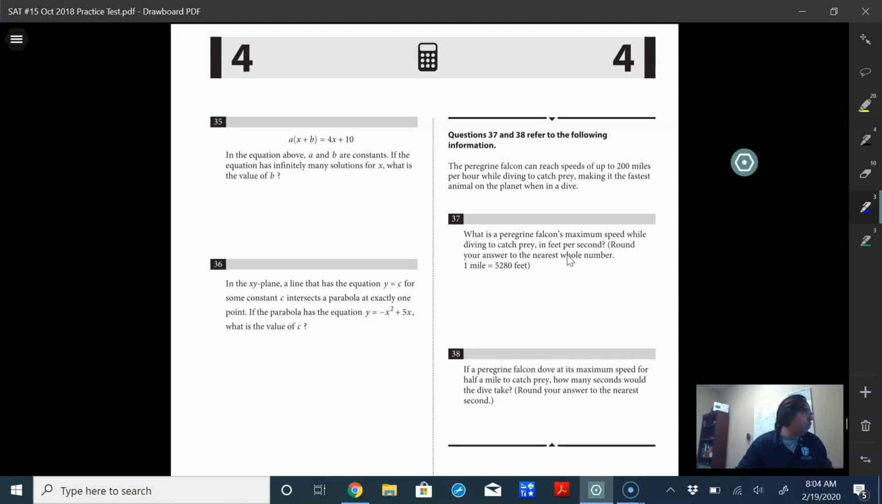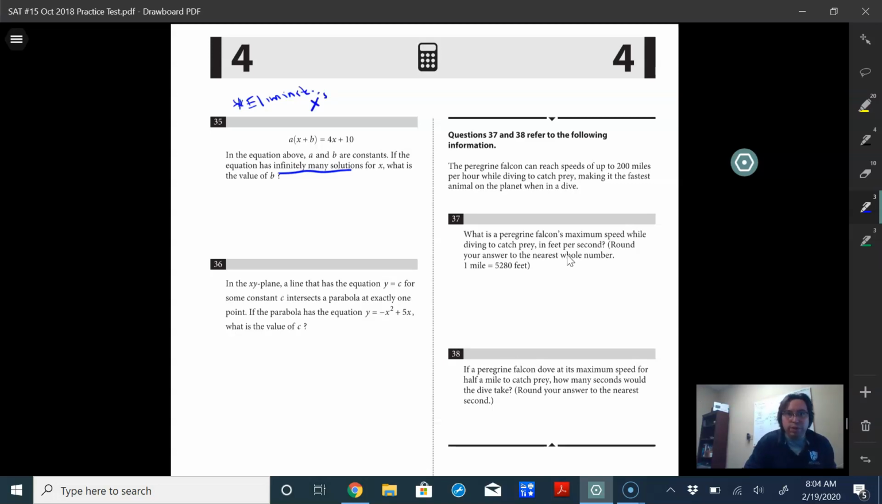Okay, let's look at number 35 here. It says in the equation above, a and b are constants. If the equation has infinitely many solutions for x, what is the value of b? Now remember, infinitely many solutions. Now, when we have these linear equations, our goal is always to eliminate the x's.